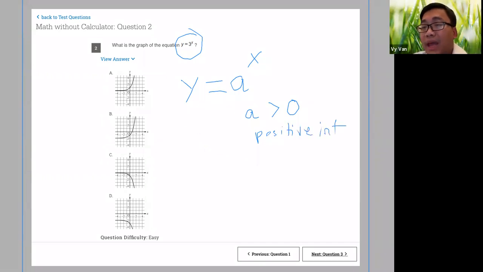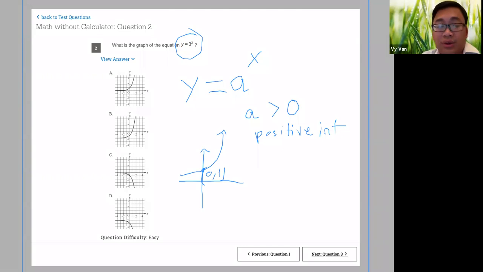And it doesn't matter what a is. Normally the graph looks like this without any transformation. It always goes through the point (0, 1), because if you plug 0 into x, any number raised to the power of 0 is 1, especially in this case, where a is a positive integer. So the only graph that matches this is A. And this one is without any transformation.